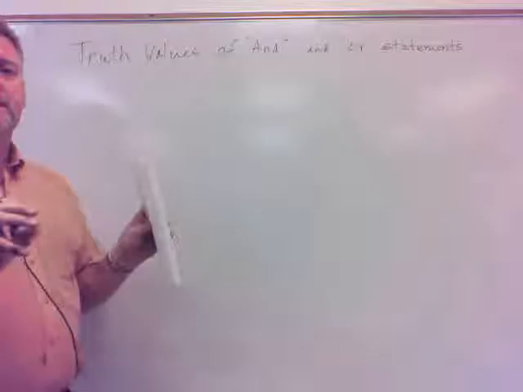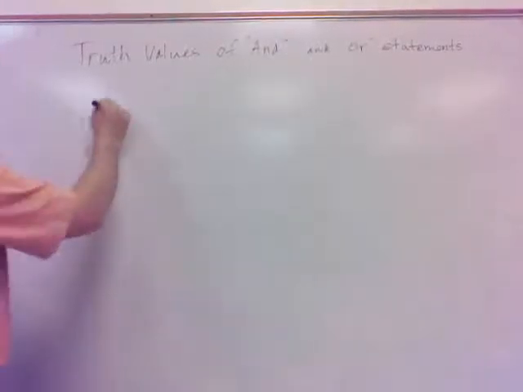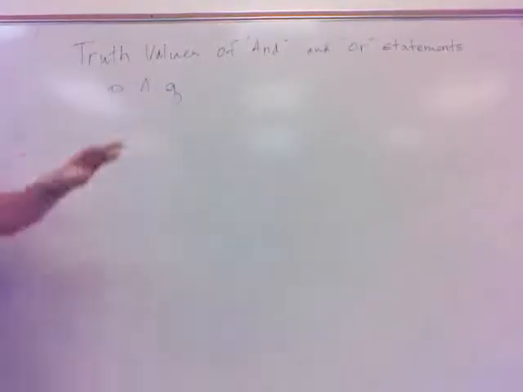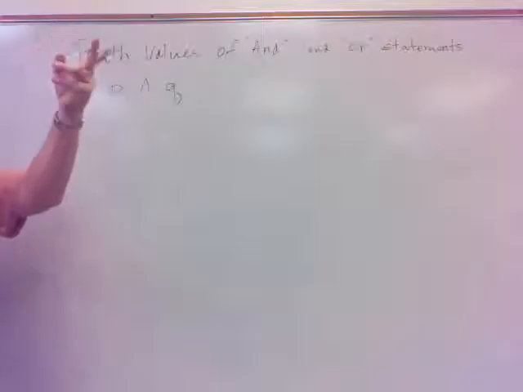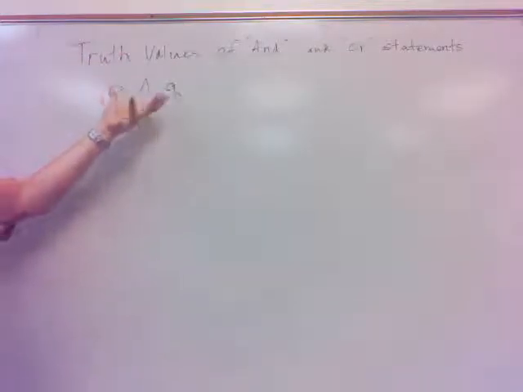Okay. Truth values of the and and the or statements. Turns out when you put together statements, well, think about it. If I have an and statement, what it amounts to is, P is a statement, so it can be true or it could be false. What about Q? Well, Q could be true, could be false. And do they have to be true and false at the same time? No. So I'm going to have these interactions between the two statements.